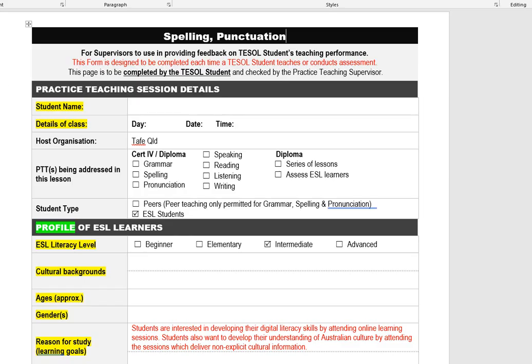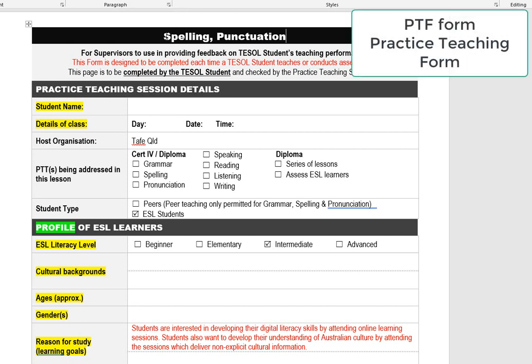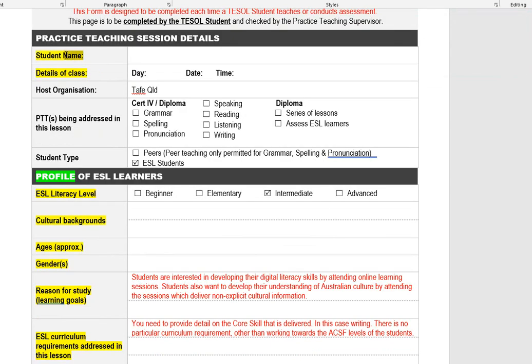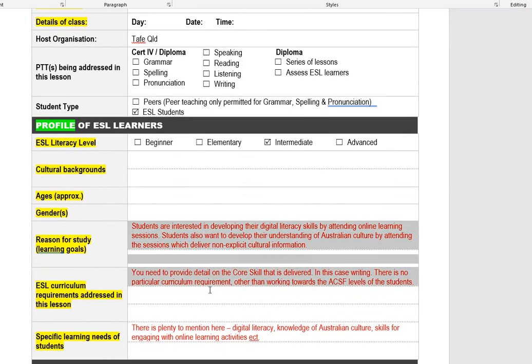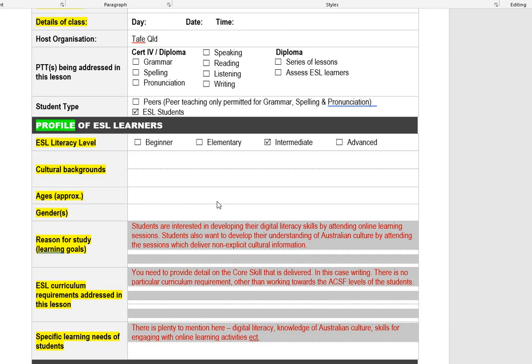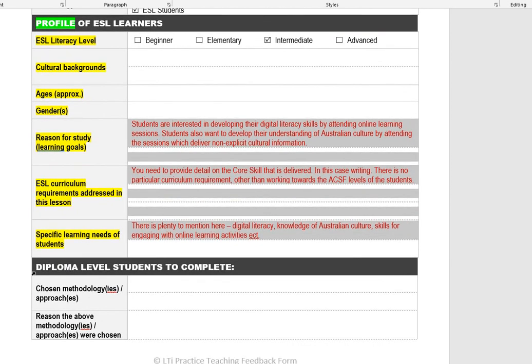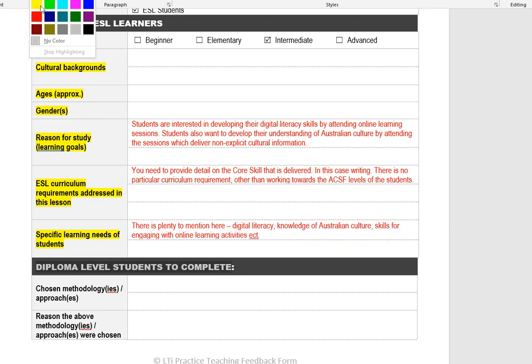This is a copy of a PTF form, and in the PTF form, which is a practice teaching form, we need to ensure that we make it very clear what we are teaching. And so please, at the top of the form, make it clear which macro skill you are focusing on in your lesson. You'll need to complete all the highlighted sections, and there are some suggestions which might help you to complete the information. There are diploma level sections that diploma students please note and complete. So this is giving the information of who attended in your class, what were their age, their levels.